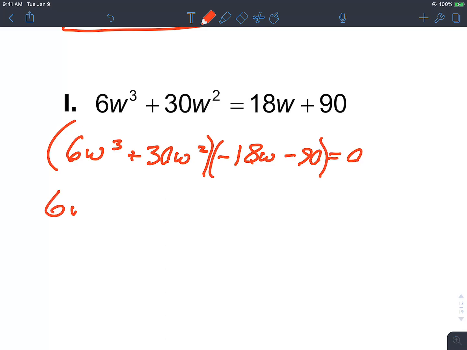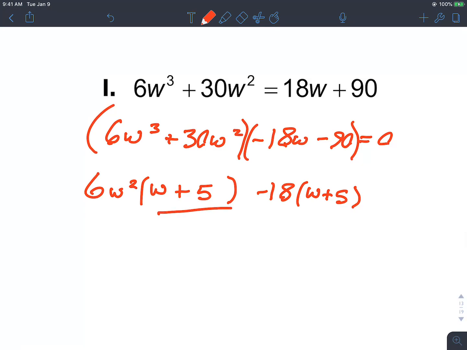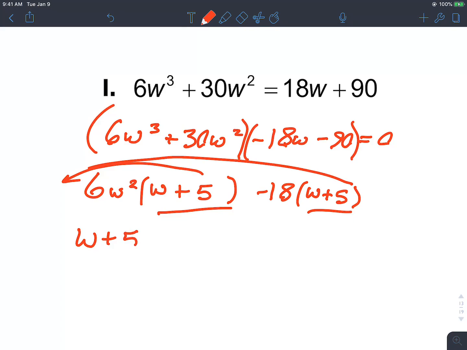First group, it looks like you can pull out a 6W squared at least. Divide both of those by 6W squared, and that gets you W and then plus 5 right there. All right, the second group, I guess you can also pull out some stuff. Looks like a negative 18. And then I believe you're going to get W plus 5 as well in that case. And then since you have W plus 5 in both of those right there, you get to undistribute W plus 5. If you take those away, what's left over? It's 6W squared and the minus 18.